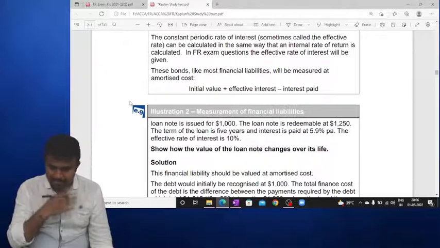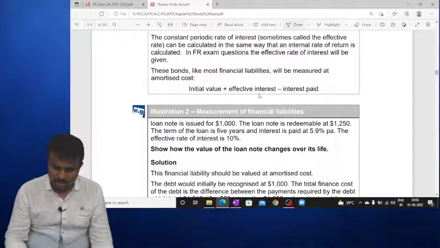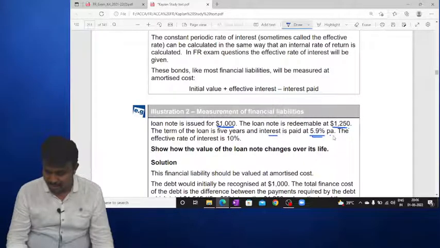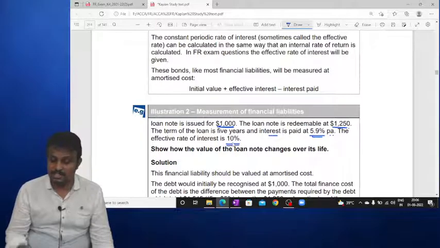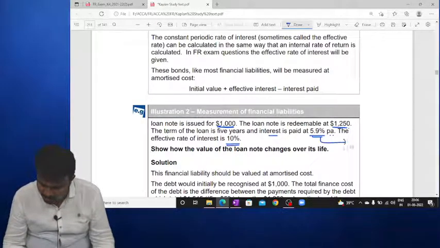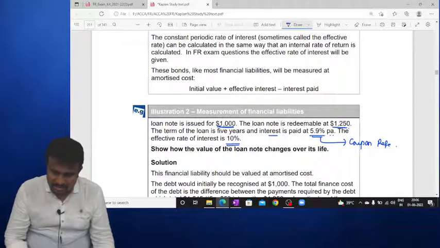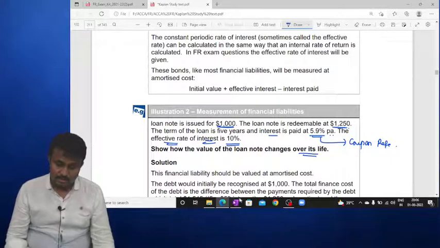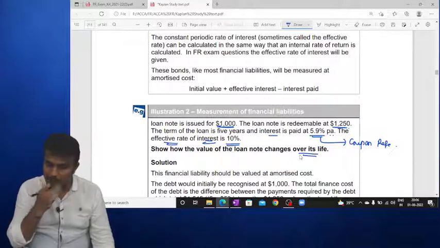So here, for example, a loan note is issued for $1,000. The loan note is redeemed at 1,250. The term of the loan is 5 years and the interest is paid at 5.9% per annum and the effective rate of interest is 10%. Here this 5.9% is called the coupon rate, and this is the effective rate of interest. Show how the value of the loan note changes over its life.